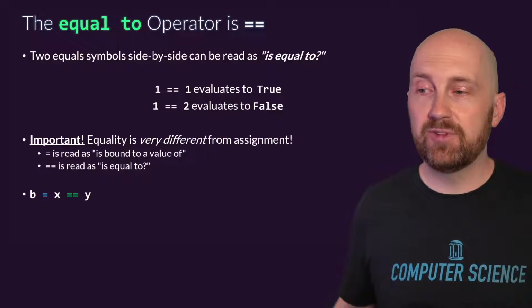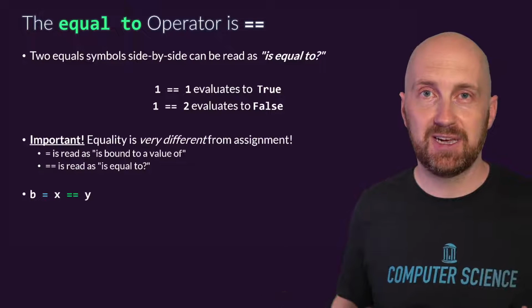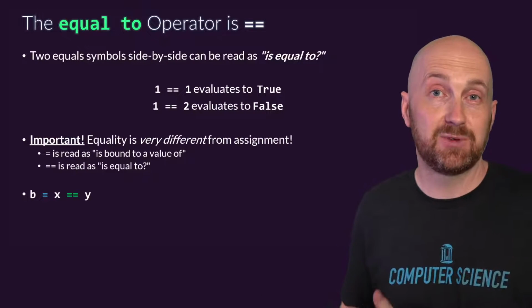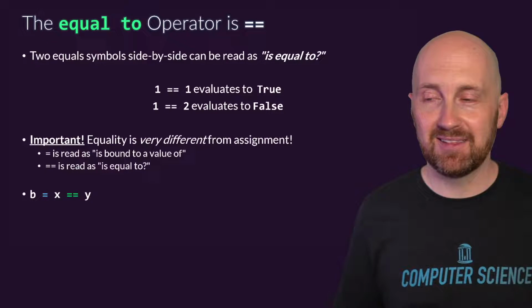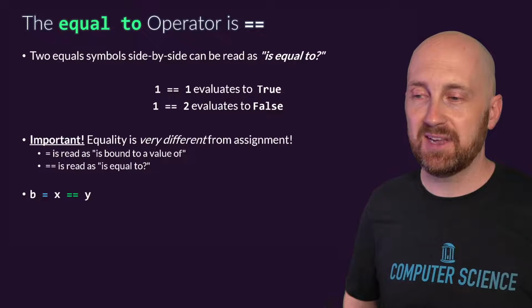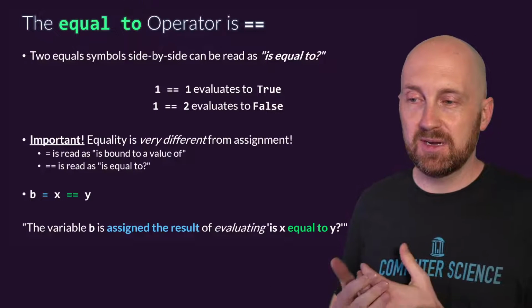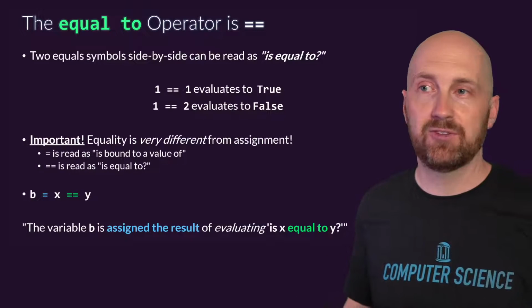In fact, you can use them together. If we wanted to set up a variable named b that was initially assigned the result of testing whether x was equal to y, we could write a somewhat confusing and cryptic looking little line of code that looks like this to make that assignment. So b will be assigned the result of evaluating x equal to y.